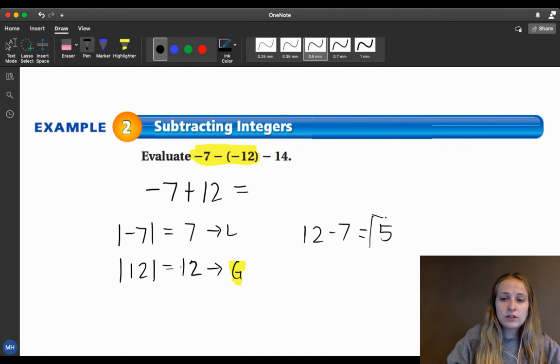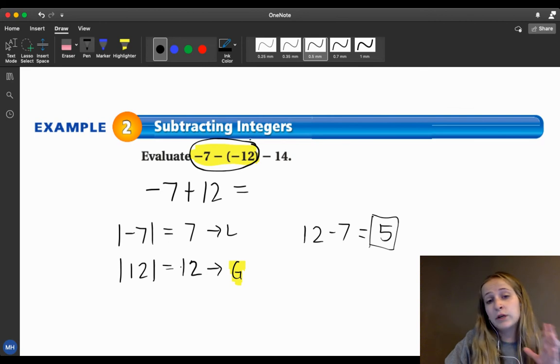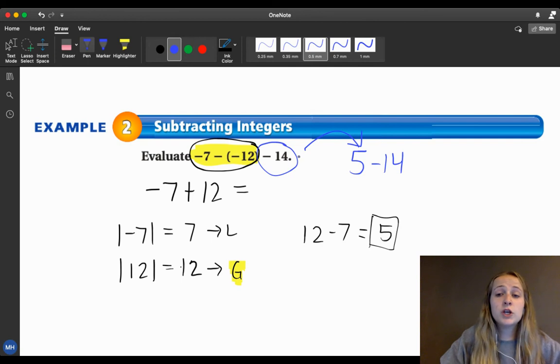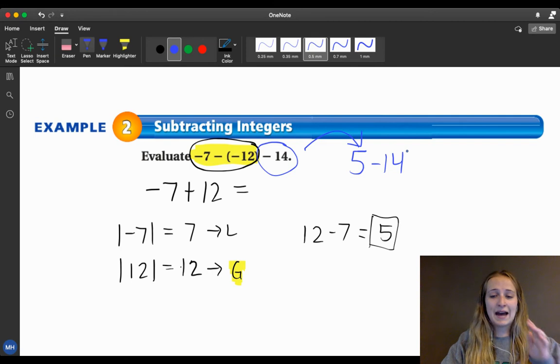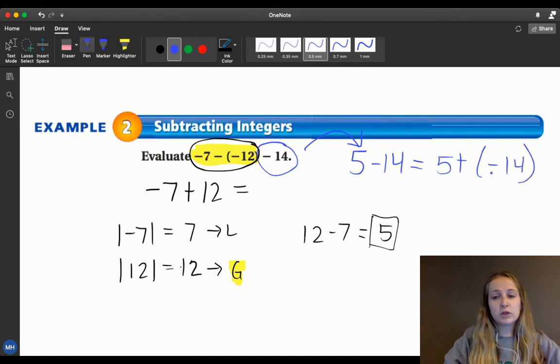Okay, so that is our first step. But then remember, we still have to subtract the 14. So this whole first part equals 5. We know that equals 5. So now we're going to rewrite it, and it's going to be 5 minus 14. We're going to add this piece to it, okay? So 5 minus 14. Well, let's do the same thing. To subtract integers, add its opposite. So this is going to be 5 plus the opposite of 14, which is negative 14, okay? So right now we have 5 plus negative 14.